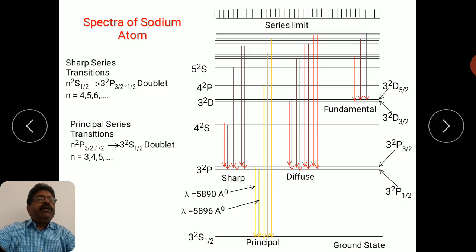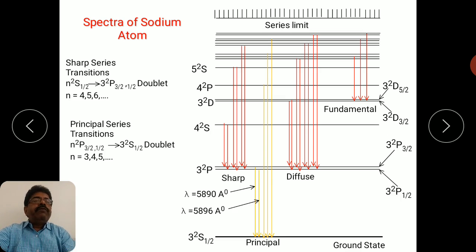Now 3 doublet P consists of two lines, represented by two different spectral terms, 3 doublet P 3/2 and 3 doublet P 1/2. So there can be a transition from 3 doublet P 3/2 to 3 doublet S 1/2, and another transition from 3 doublet P 1/2 to 3 doublet S 1/2. Because of these two transitions, a sodium doublet is formed.